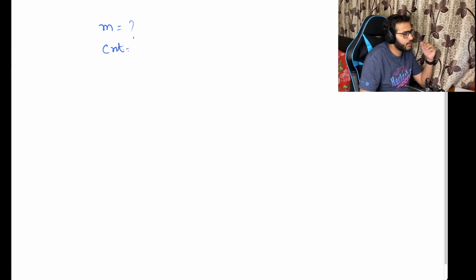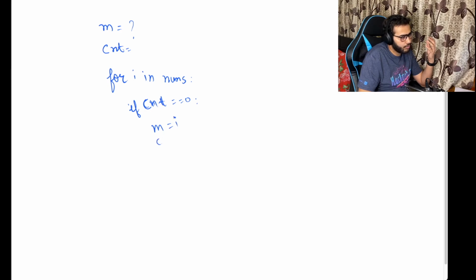The algorithm relies on two things, right? You have one which is your m, which is your majority element, which we have to find. And the other thing which the algorithm relies on is the count, right? And the algorithm says, for i in numbers, let's say we have a list of integers called nums. If count is 0 right now, if cnt is equal to 0, then we basically make the majority element the current number and make the count 1.